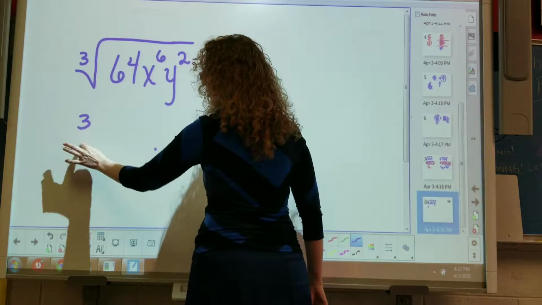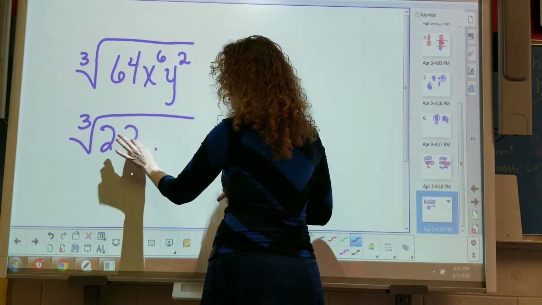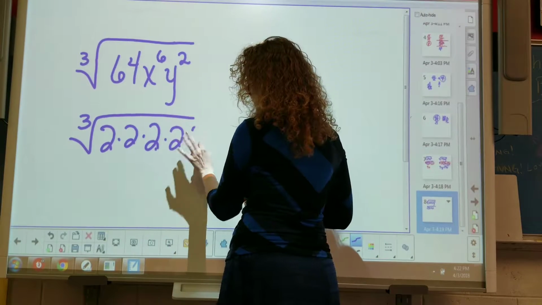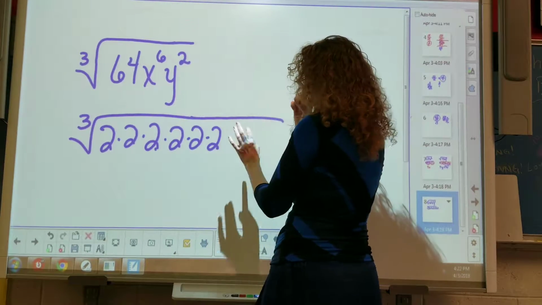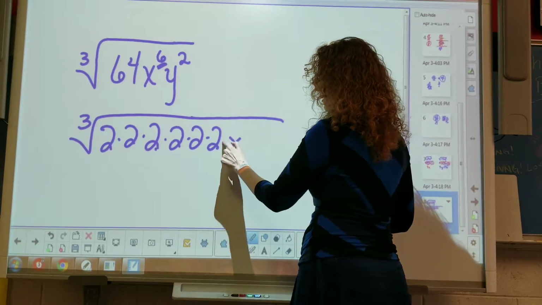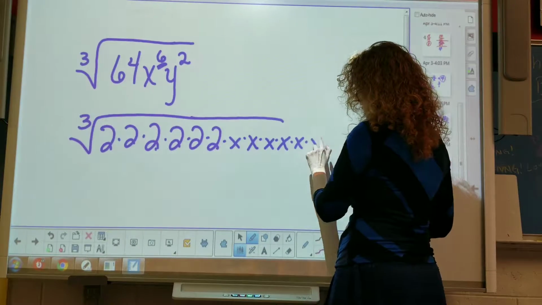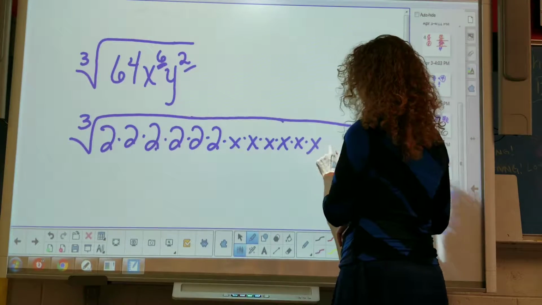Cube root, don't forget that cube root right there. I tend to forget it myself. So I need 1, 2, 3, 4, 5, 6. I need 6 x's, 1, 2, 3, 4, 5, 6. And I need 2 y's.